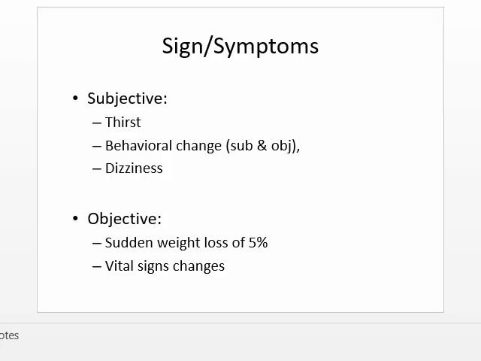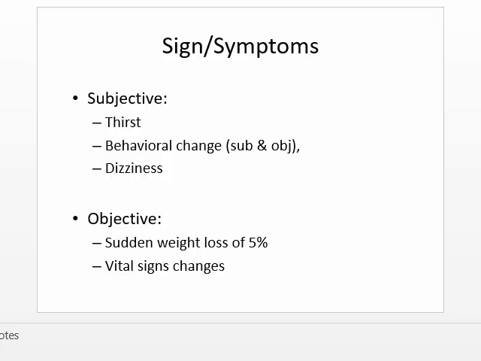Objective data that you're going to see would be a sudden weight loss of 5%. In your vital signs, you're going to see a decreased blood pressure and postural changes. You'll also see flat neck veins. You might have an increased temperature. There's less fluid available for perspiration, which normally lowers the body temperature. Therefore, the body's temperature starts increasing. You might have an irregular, weak, rapid pulse, an increased rate and depth of respirations.